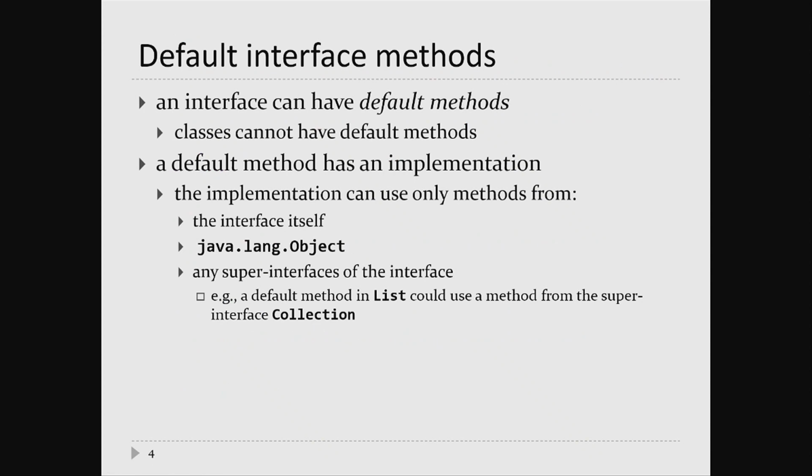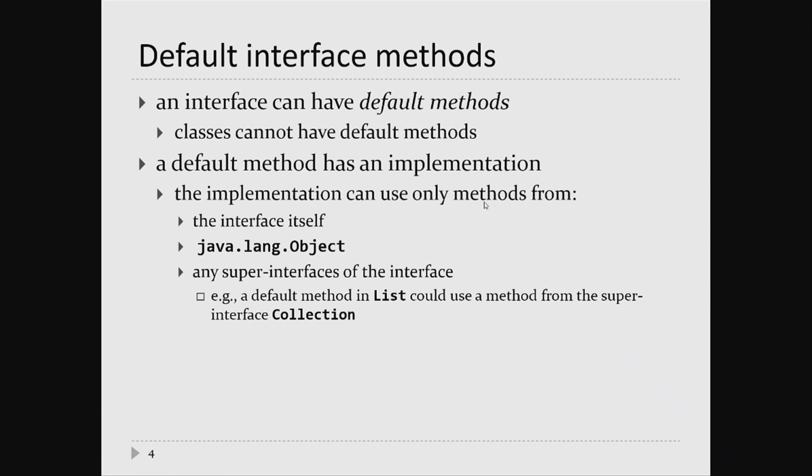Default. So what is that default interface method? An interface is allowed to have what are called default methods. Classes cannot have default methods, so you're not allowed to have a class that has a default method. But an interface can have a default method. A default method has an implementation, but when you implement the method, you can only use methods from the interface itself.